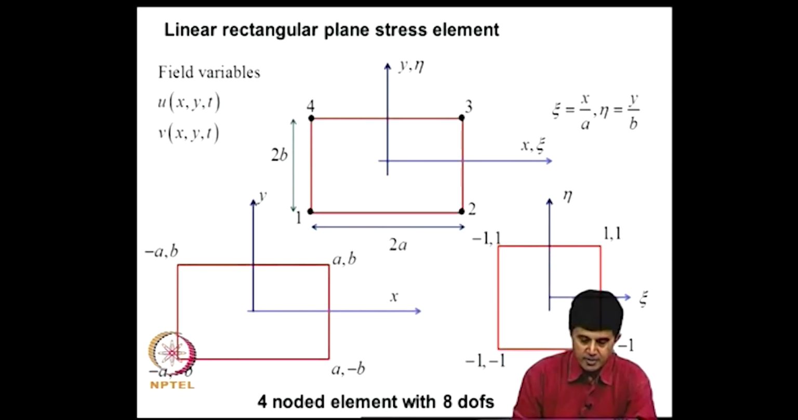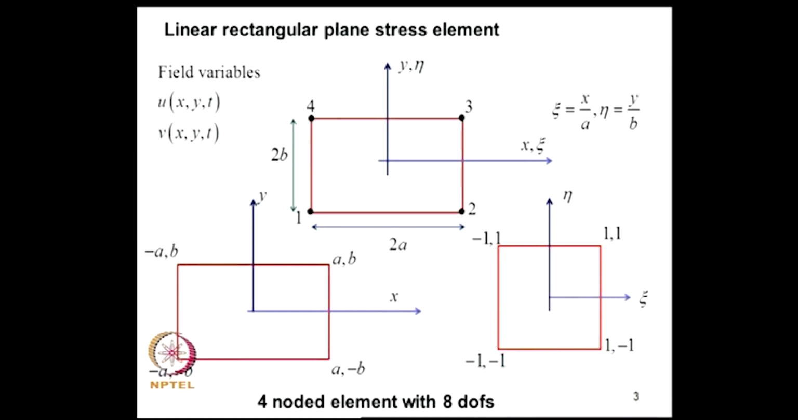We also discussed rectangular plane stress element. Again the field variables here are u and v. This element has 4 nodes 1, 2, 3, 4, and at each node there are 2 degrees of freedom. Therefore, it is a 4 noded element with 8 degrees of freedom.